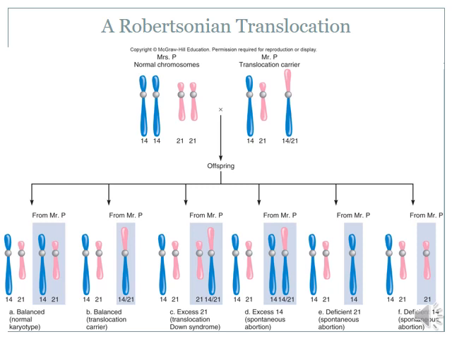In D, a sperm containing the translocated chromosome and a normal 14 leads to excess chromosome 14 material, which is lethal in the embryo or fetus. If a sperm does not have a chromosome 21, as in E, or does not have a chromosome 14, as in F, a monosomy results, which is lethal prenatally.